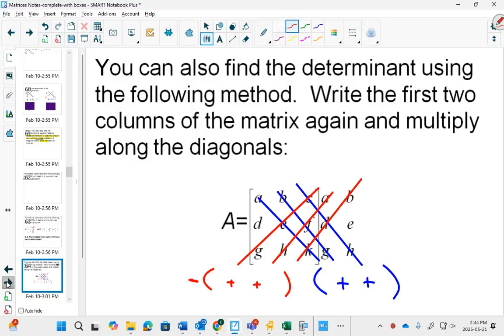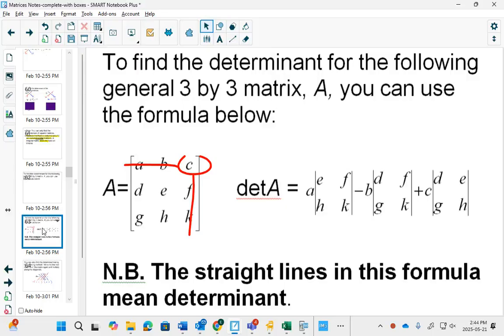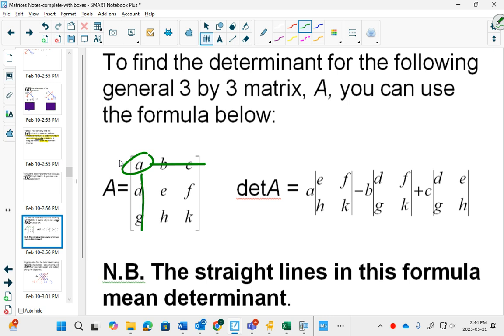I'll put a big negative in front of this one. I think that's an easier way to visualize and figure it out rather than remembering this formula. But you do have a visual for this formula as well, where you start with A, cancel everything out in that row and column, and multiply by the determinant that's left.